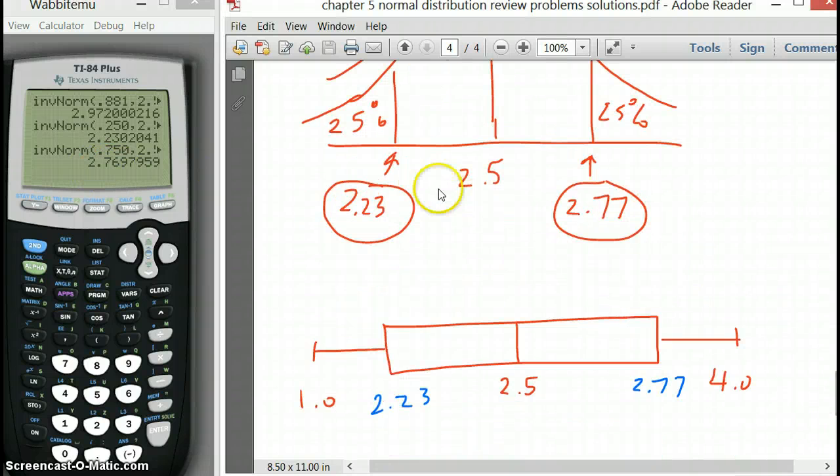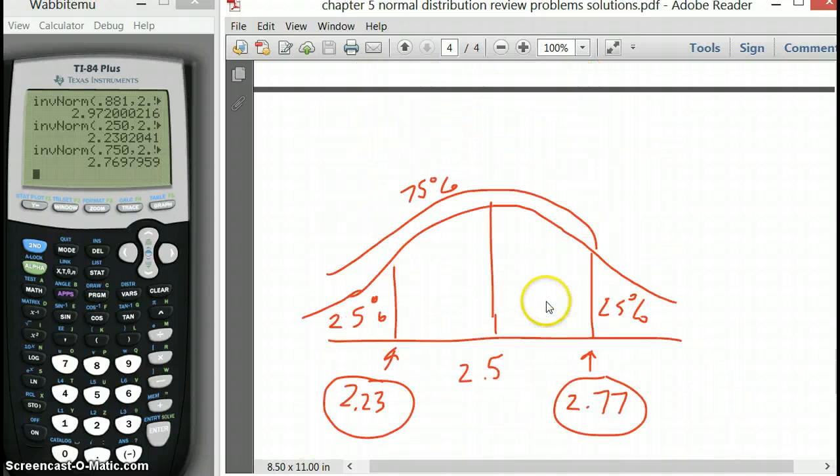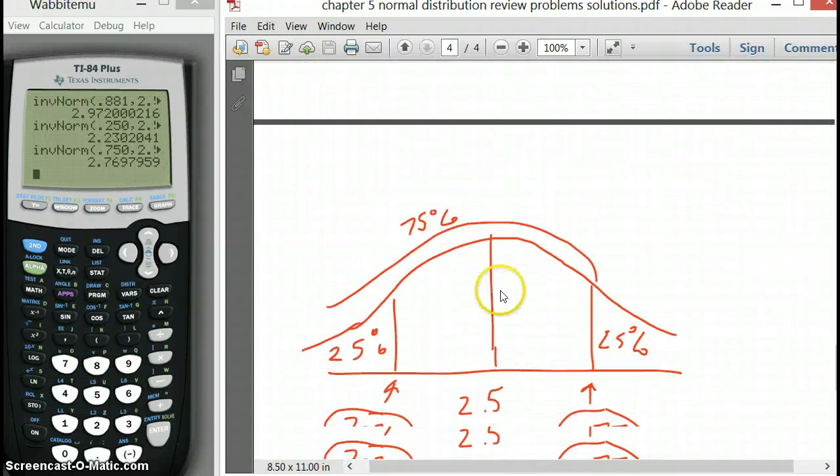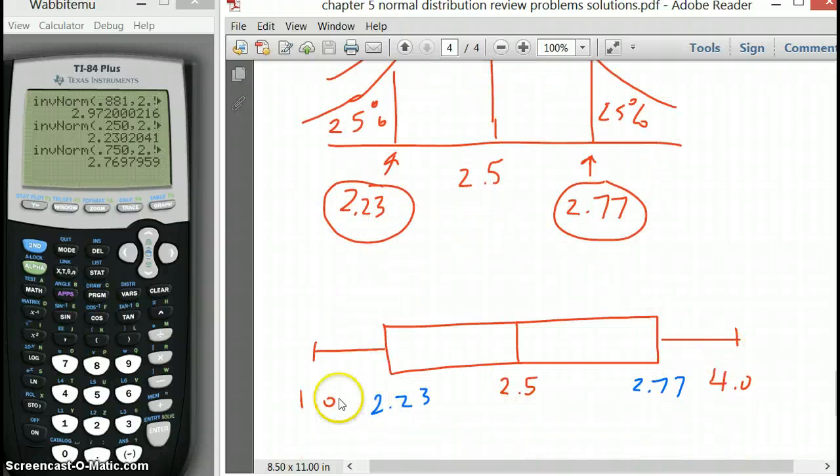So now we can relate this normal distribution to a box and whiskers. 2.5 is the mean or the median. It goes in the middle. In the problem, I give you the minimum and the maximum, which would be 4.0 and 1.0. So 4.0 would be the maximum. 1.0 would be the minimum. These blue numbers here are from here. So 2.23 would be the first quartile, or the lower quartile, which would be 25% up. And 2.77 would be the upper quartile, which is 75% up. So that's it. Good luck.